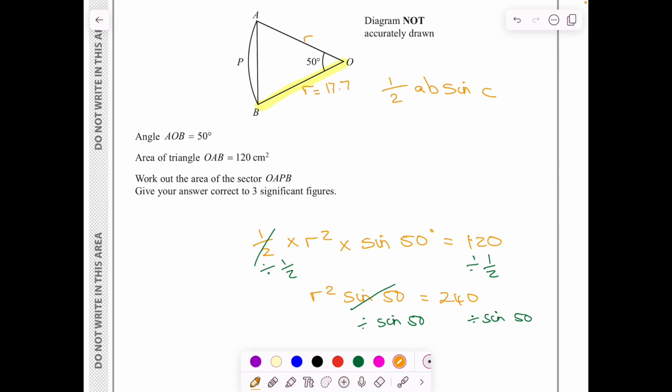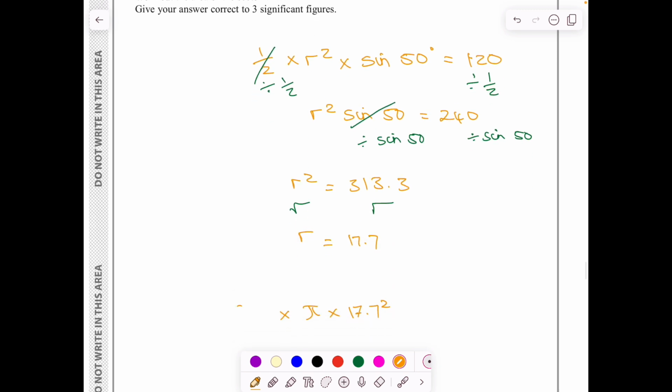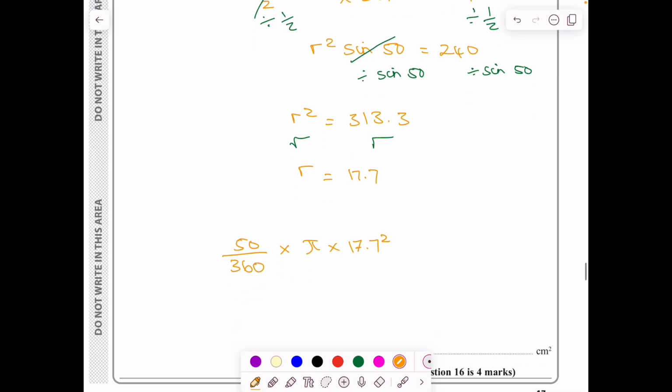17.7. Then you know that to find the area of a sector, we need to find the area of a whole circle, which is pi times radius squared. So pi times 17.7 squared. And then we need to find a fraction of it. In this case, it's 50 out of 360, because I do not want the whole circle. And that gives me 137 centimetres squared.